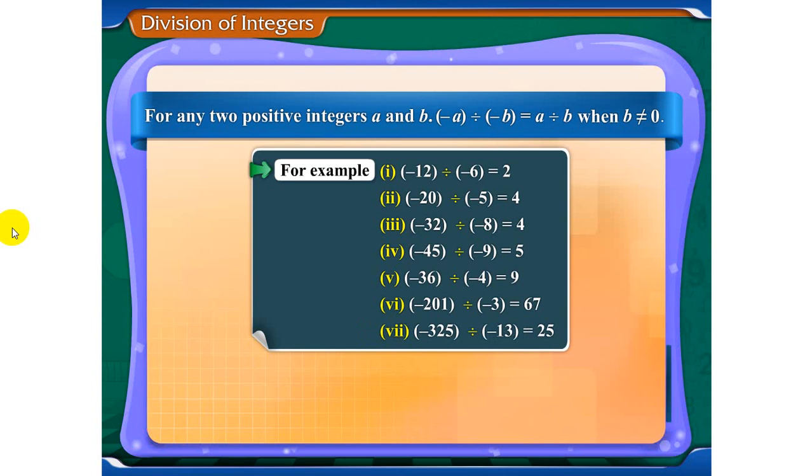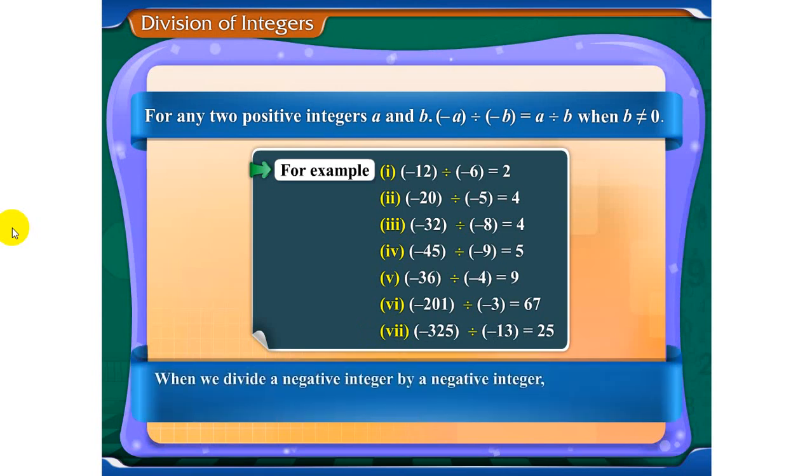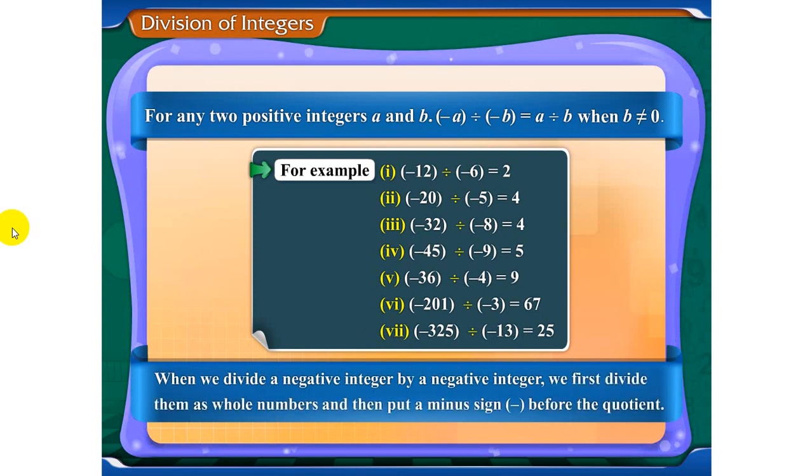From this table, we can say that when we divide a negative integer by a negative integer, we first divide them as whole numbers and then put a minus sign before the quotient.